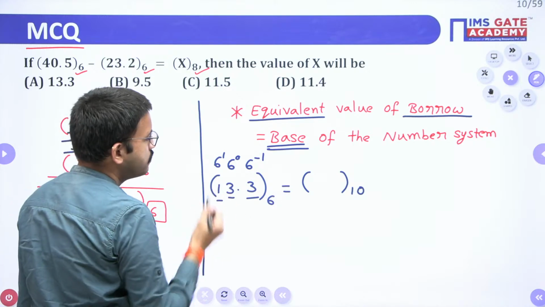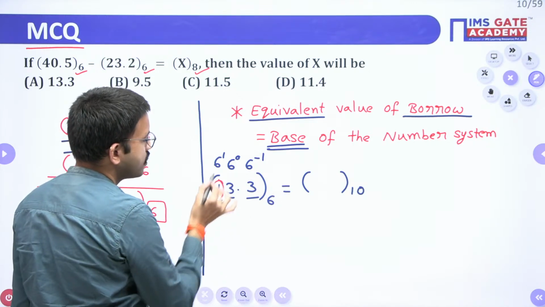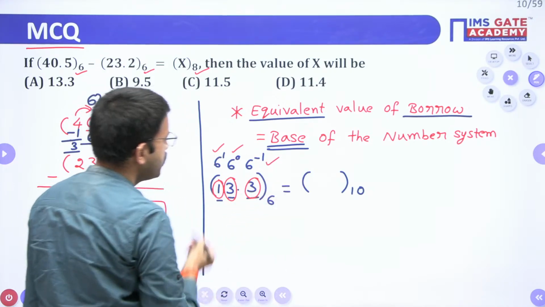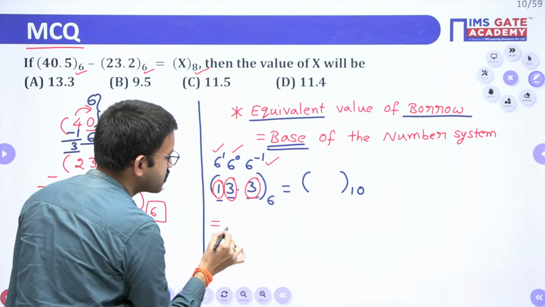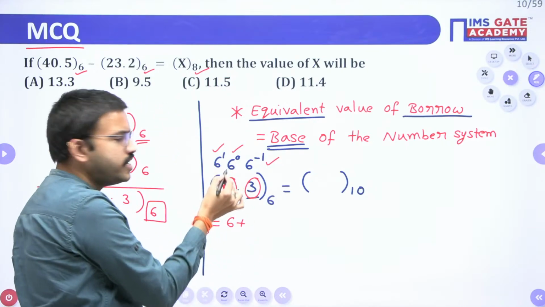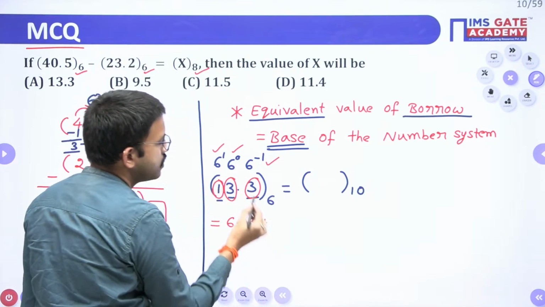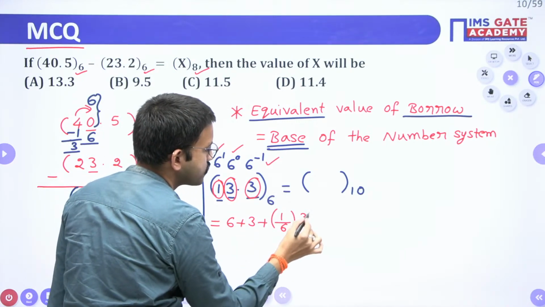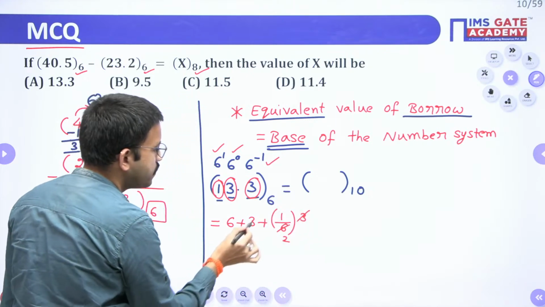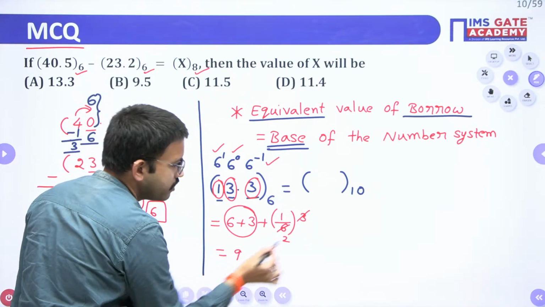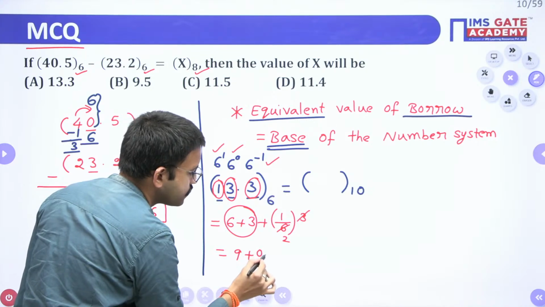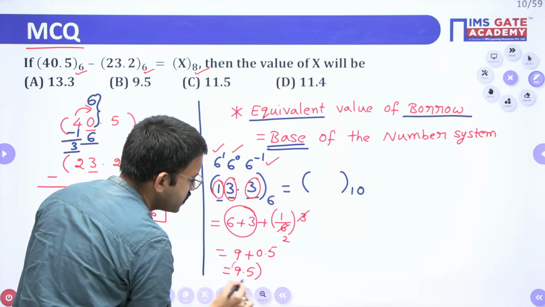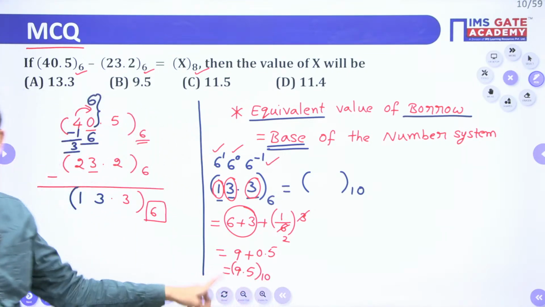Yes, very good. So now follow the same approach. You already know: multiply each and every digit with the respective positional weight and then add. So 6 into 1 is nothing but 6. 6 power 0 is nothing but 1. 1 into 3 is 3, plus 6 power minus 1, I am writing it as 1 by 6 into 3. So 3 2s are 6. 6 plus 3 is 9. Then 1 by 2 is nothing but 0.5. So you are getting 9.5. This 9.5 is the decimal number.